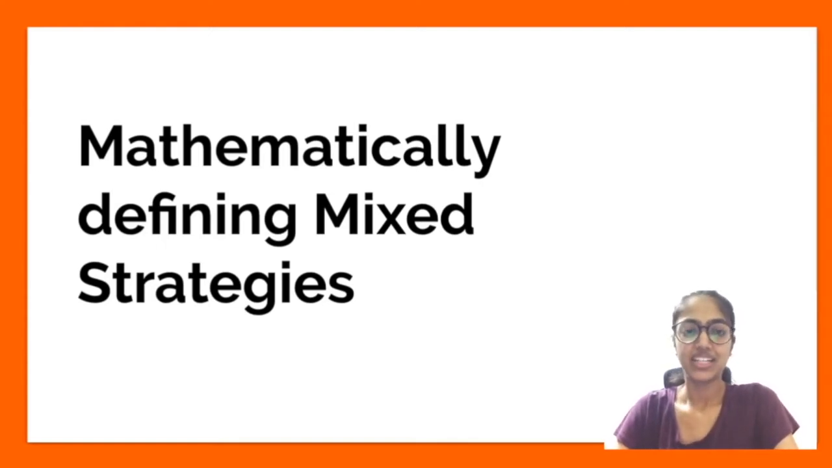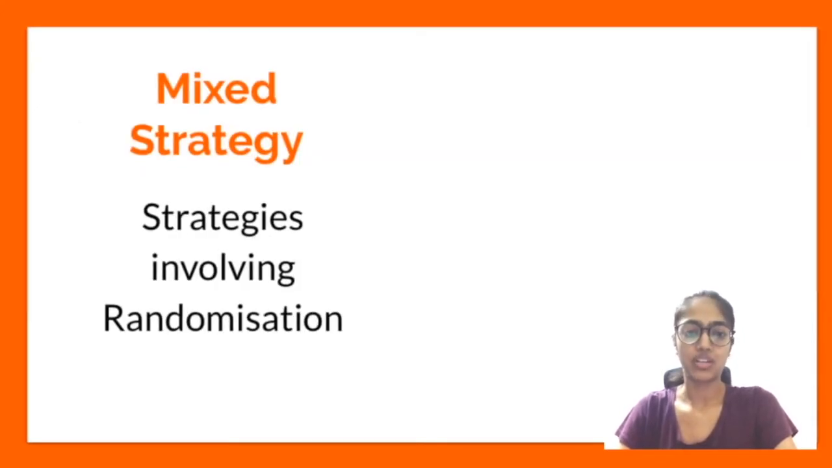Hi everyone. In this video, we will mathematically define mixed strategies. In the previous video, we understood that mixed strategies are those which involve randomization. That means a player doesn't always choose the same action whenever the game is played. He may have probabilities attached to his actions. He may choose a certain action with some probability and another action with some other probability.